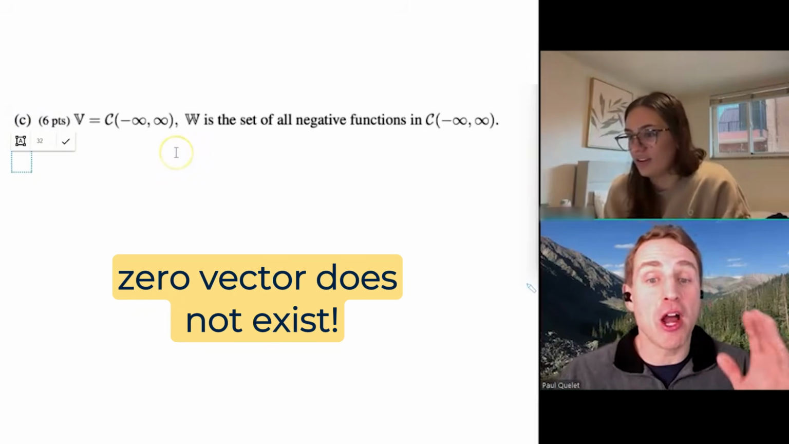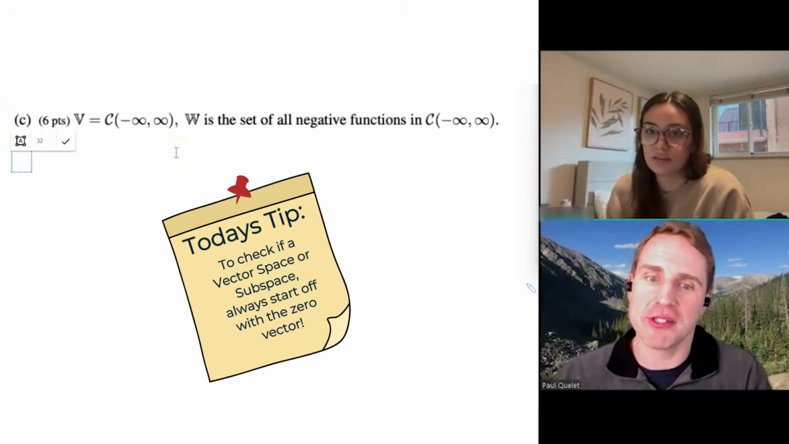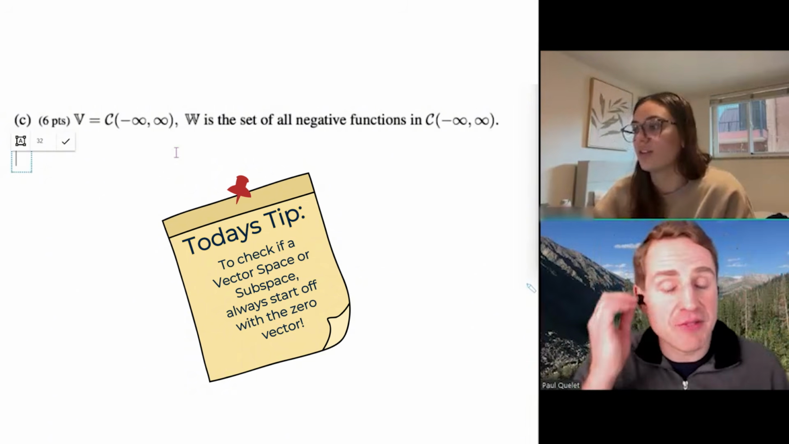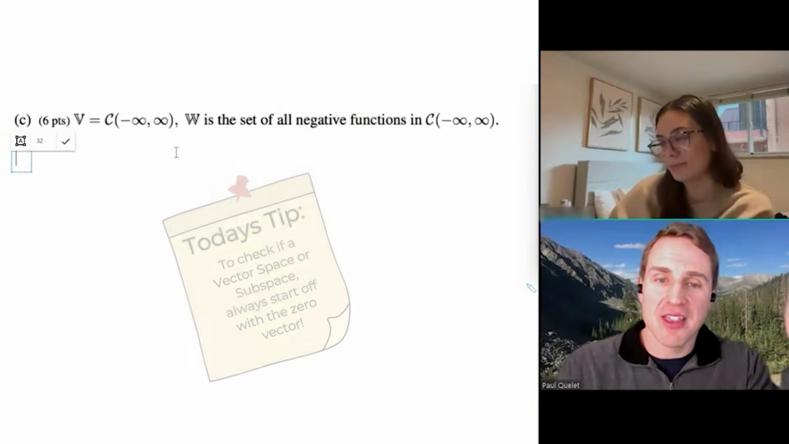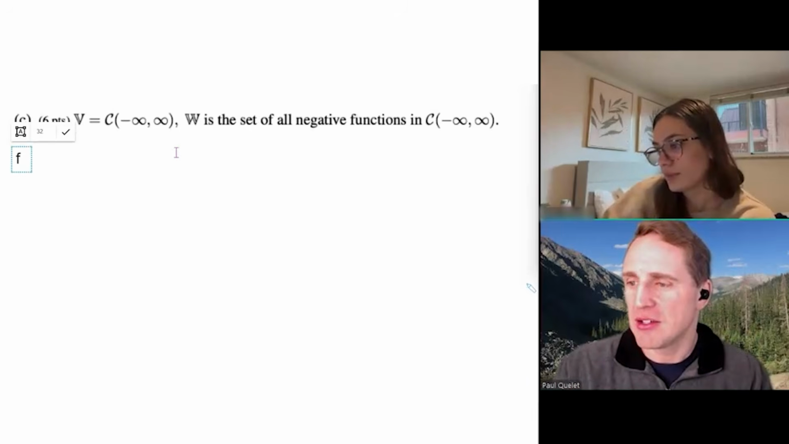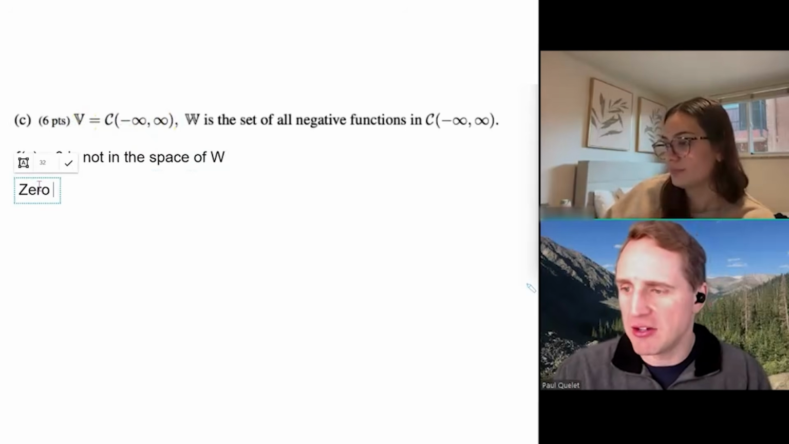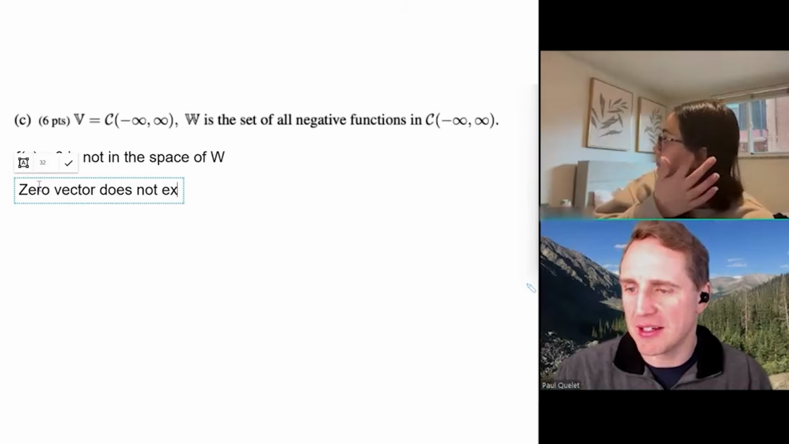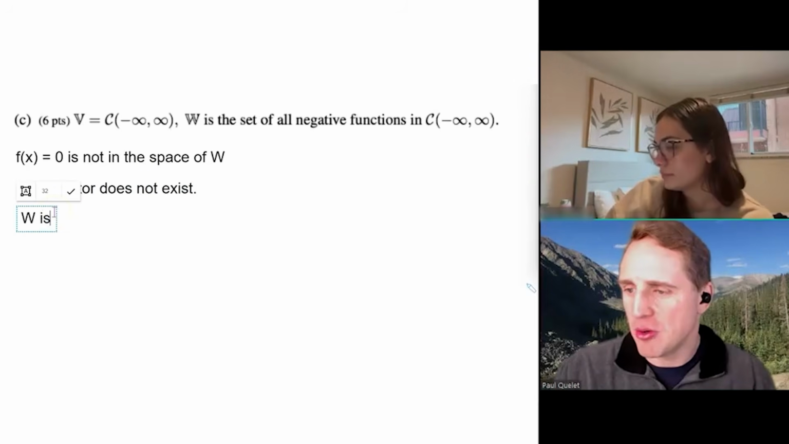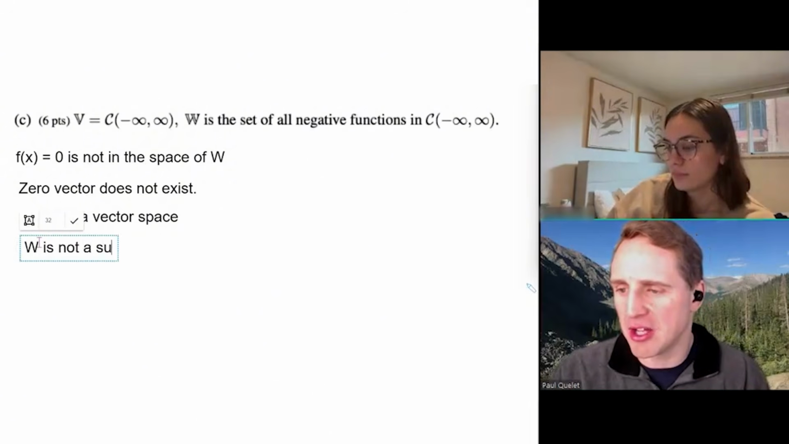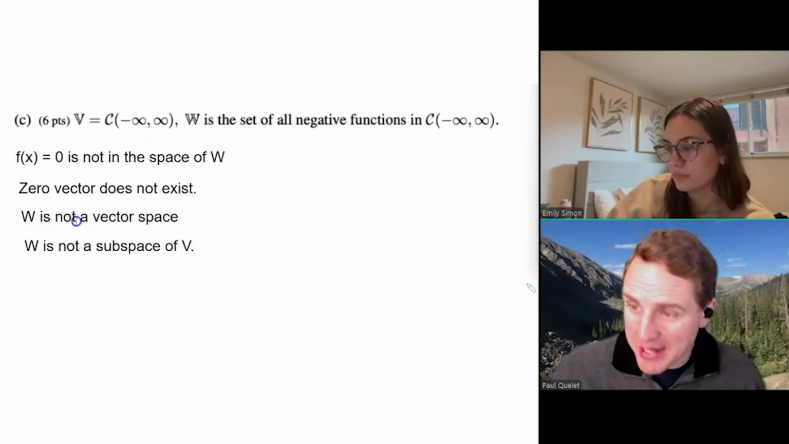And remember, that's why I always recommend starting off with the zero vector, because that's like the lowest hanging fruit. Because if the zero vector doesn't exist, then it's not worth your time going through the rest of it. So f of x equals 0 is not in the space W. The zero vector does not exist, which means W is not a vector space. W is not a subspace of vector space V.